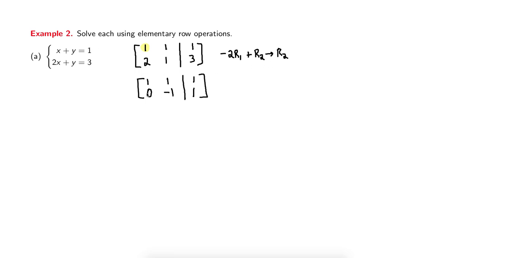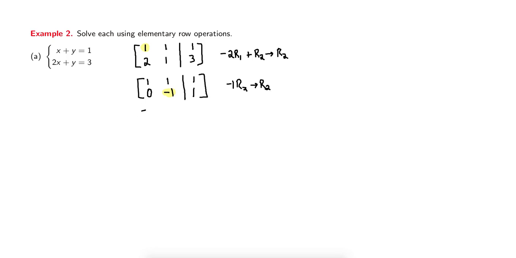All right, so now that we got that first column set where we have a 1 in the upper left and then a 0 below it, now let's move on to this next column. Again, our goal is to get the ones along this main diagonal. We want to get this number equal to 1. To do that, we can multiply row number 2 by negative 1, and store that as our new row number 2.